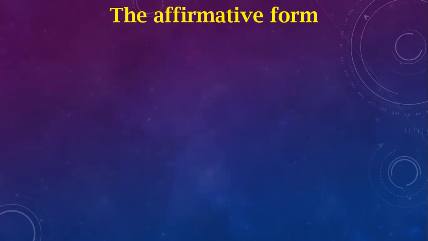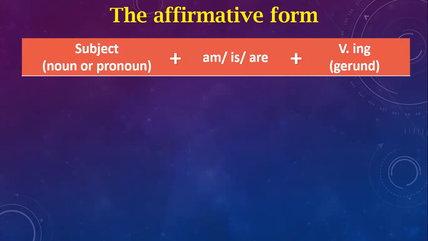The first thing is the affirmative form. We have here the first thing, the subject, that is the noun or the pronoun. Then in this tense, we have the auxiliary verb, verb to be, am or is or are. Then the verb with ing. In this tense, the verb comes with ing at the end, and we call this gerund.